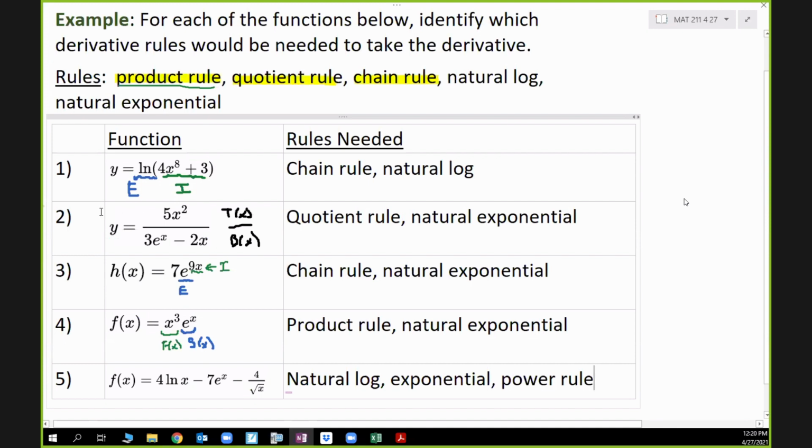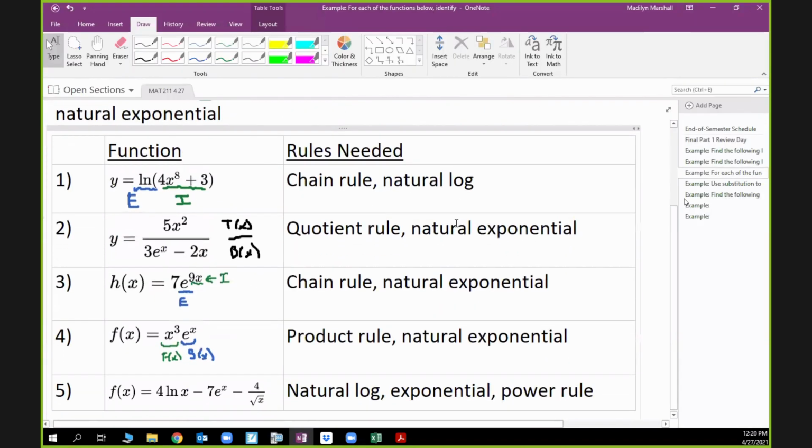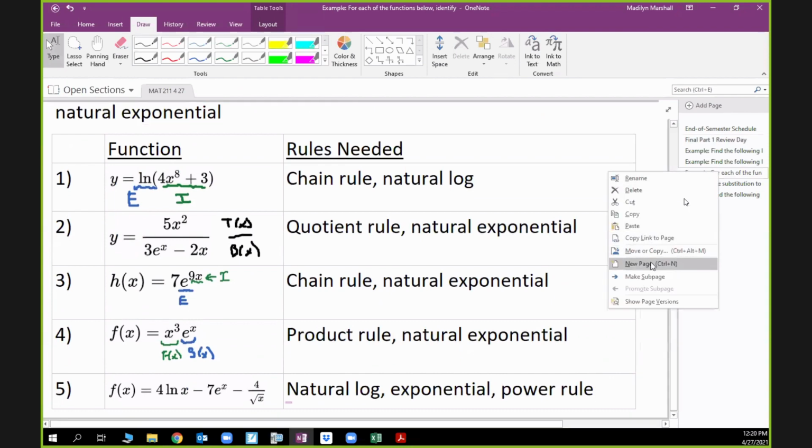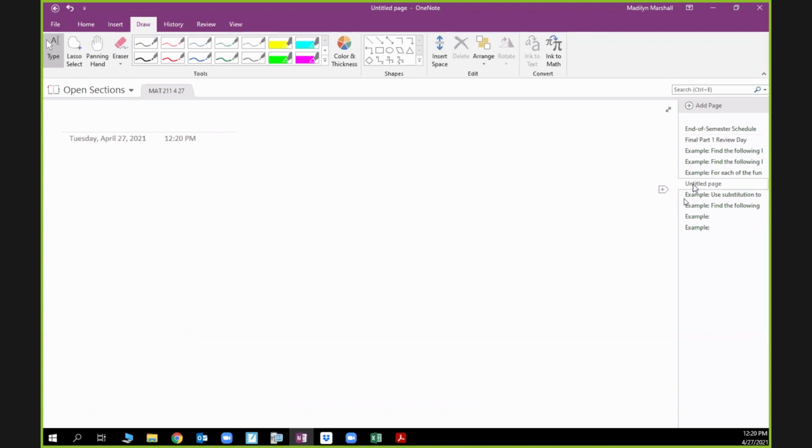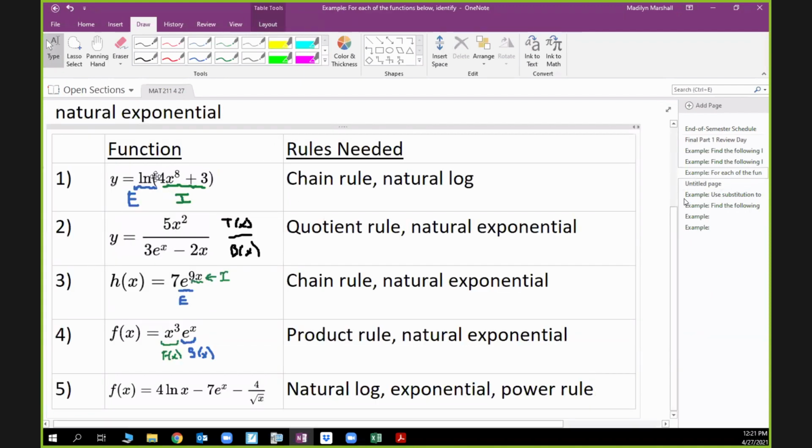So let's actually do at least the chain rule problems. I'm happy to do all of them, but let's start with the chain rule since those are the ones that were specifically requested. I'm just going to copy. Let's start with this one.